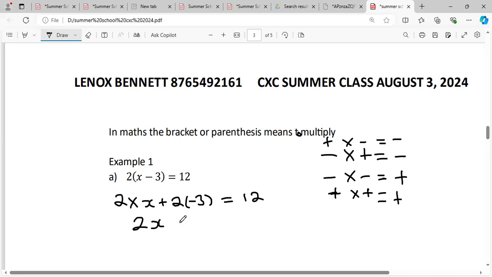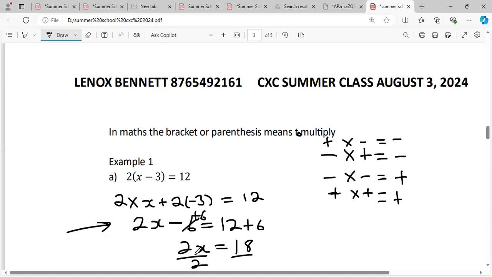So 2 times negative 3, that's minus 6. And this equals 12. And if you notice, this is what we're doing up here. So minus 6 plus 6. So it's just an additional step, nothing too hard. And of course, 12 plus 6 is 18. And we know the rest already. We divide by 2. 18 divided by 2 is 9. So the value of x would be 9 in this case.